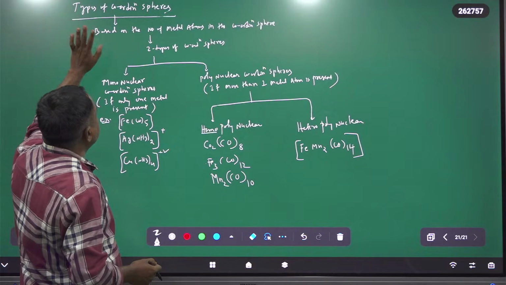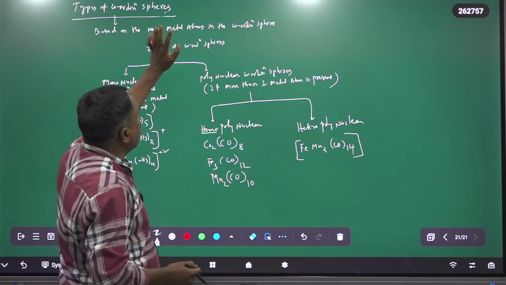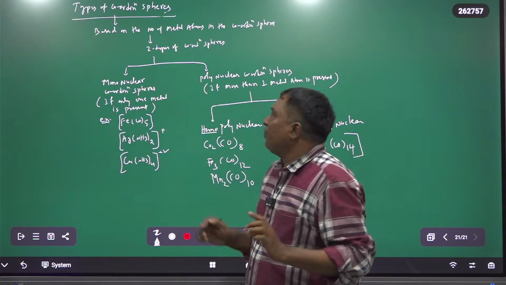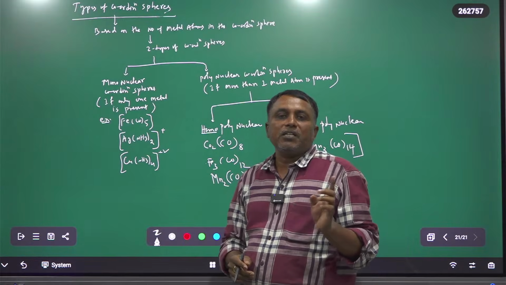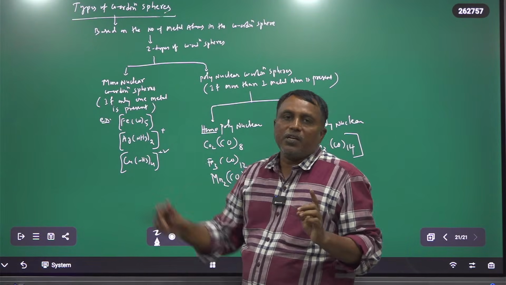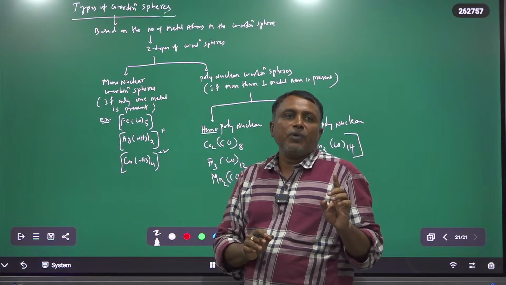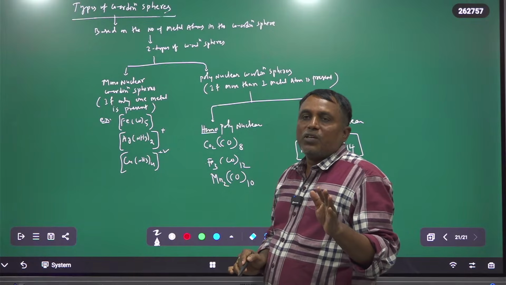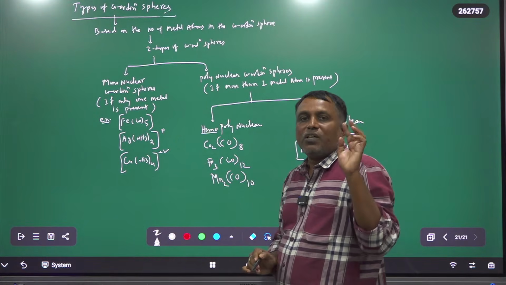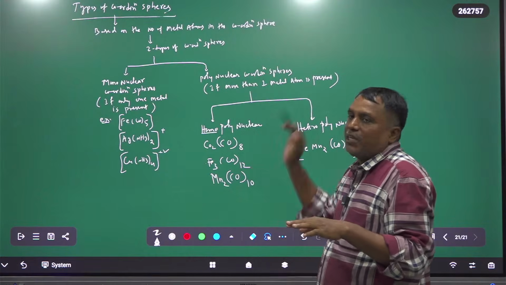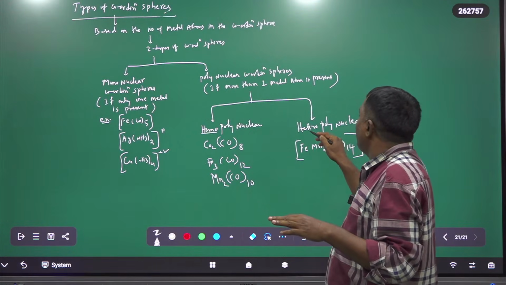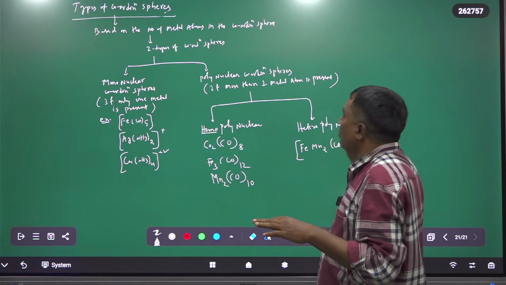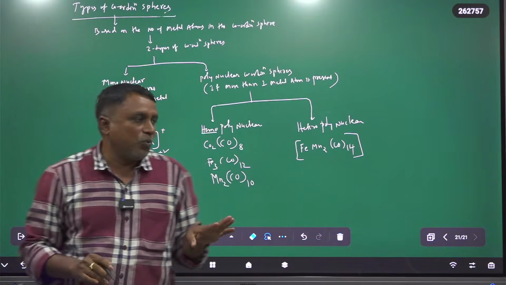What are coordination spheres? Generally, it is based on the number of metal atoms in the coordination sphere. In the square bracket region, if only one metal atom is present, then the type is mononuclear. If more than one metal atom is present, they are polynuclear coordination spheres. If polynuclear coordination spheres have more than one same metal atoms, they are homo-polynuclear. If they have 2 different metal atoms, then such compounds are hetero-polynuclear compounds.